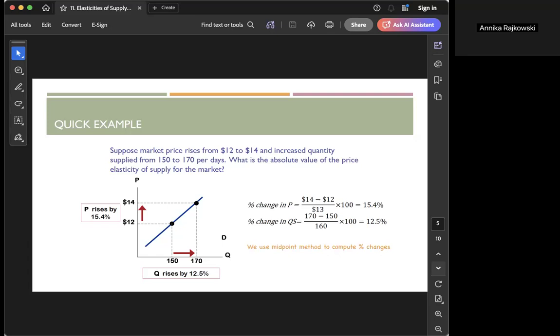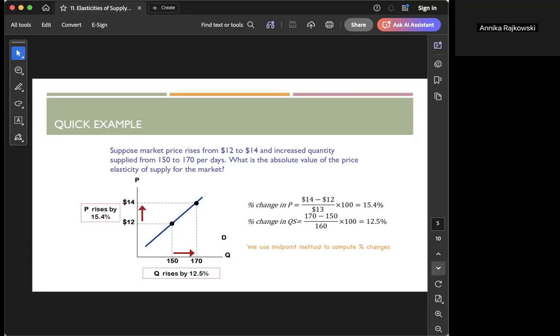Quantity increases from 150 to 170. The change is 20 and the midpoint is 160. So 20 divided by 160 times 100 gives us 12.5%. So notice what happened: price increased by about 15% and quantity supplied increased by about 12%. So already we can see that quantity is increasing, but not quite as much as price. So we can guess that supply may not be very elastic.